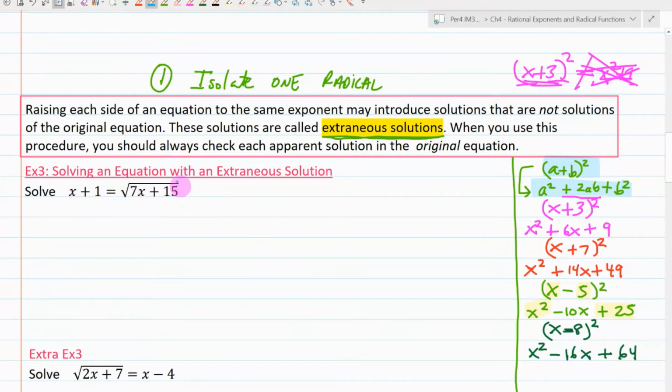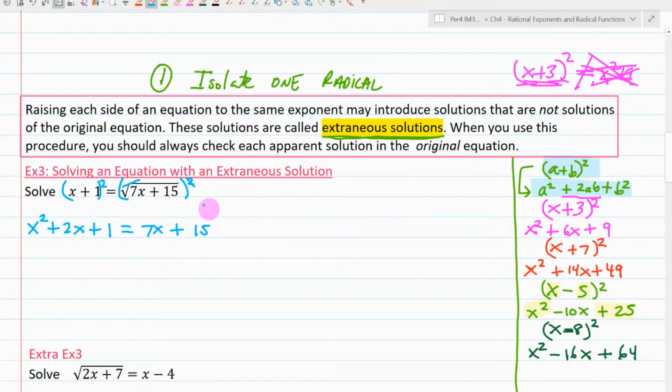All right, so we have to isolate one radical, which we did. Now we're going to square both sides. Remember, when we square this binomial, it's going to be a trinomial, so x squared plus 2x plus 1. When we square this radical, we just get what's inside the radical.